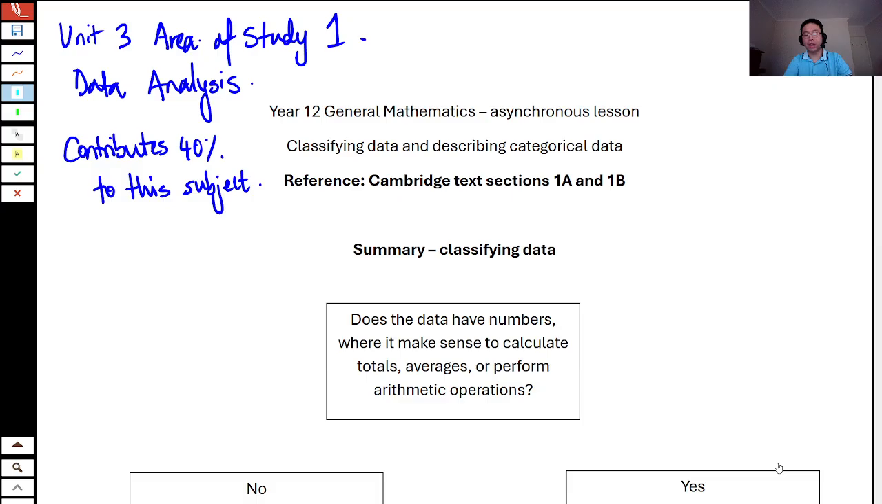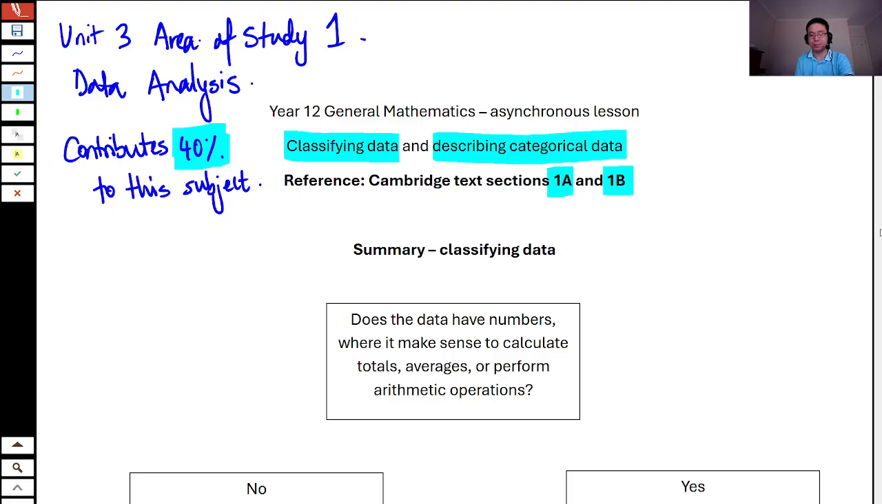This is the biggest area of study in the general maths course and the contribution to your marks will be 40%. So it's a big topic. We are looking at the very first two sections in the Cambridge textbook. Today we're looking at classifying data and describing categorical data.